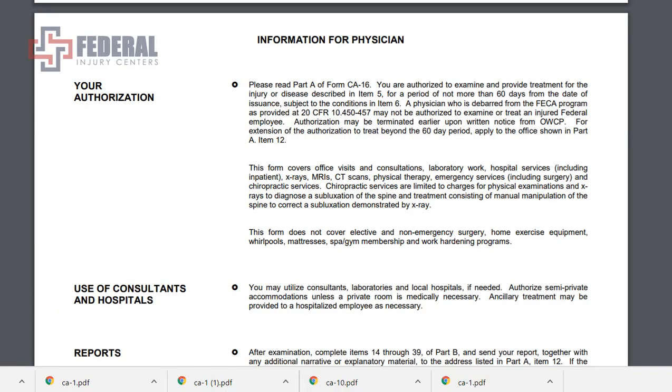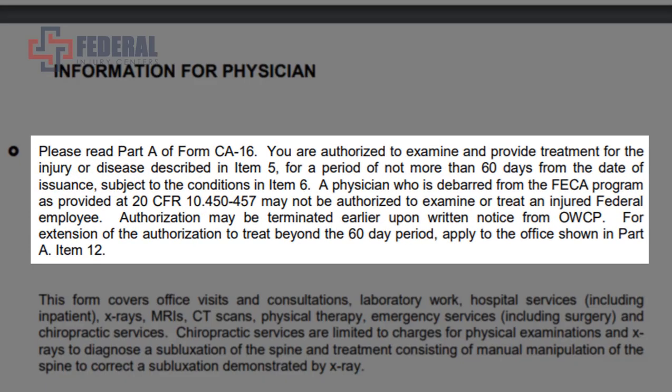Now, this is to the doctor. That's when the top here it says information for physician. Please read Part A of Form CA-16. You are authorized to examine and provide treatment for the injury or disease described in Item 5 for a period not more than 60 days from the date of issuance, subject to the conditions in Item 6.